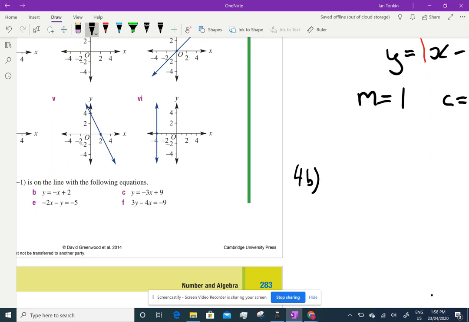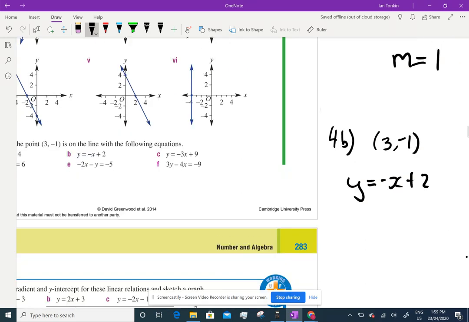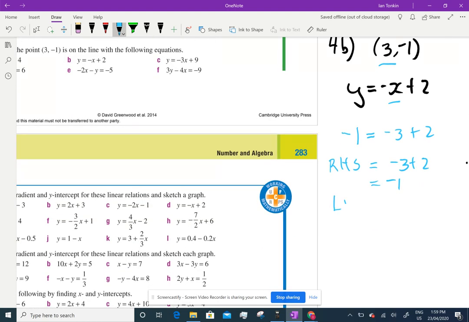So 4B, and I'm checking whether or not 3 and negative 1 lies on this line, y equals minus x plus 2. So if I put that in for x, do I get negative 1? Well, let's see. So does negative 1 equal minus 3 plus 2? So I'm going to take the right-hand side. This is pretty formal. Minus 3 plus 2 equals negative 1. All right. Well, the left-hand side equals the right-hand side. So point lies on the line.